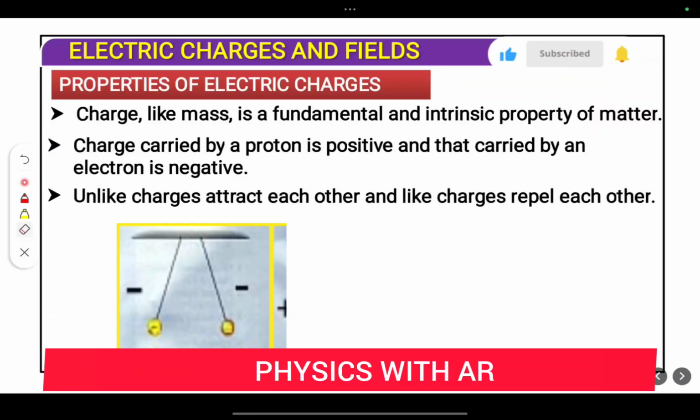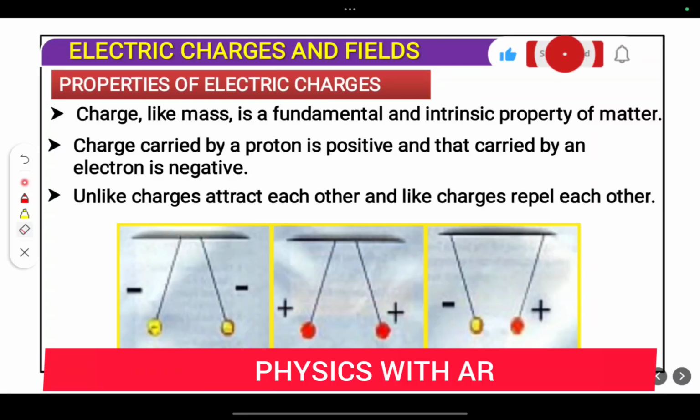Unlike charges attract each other and like charges repel each other. Between two negative charges we can observe repulsion, between two positive charges we observe repulsion, and between one negative and one positive we observe attraction. For example, when a glass rod is rubbed with a silk cloth, the glass rod acquires positive charge and the silk cloth acquires negative charge.